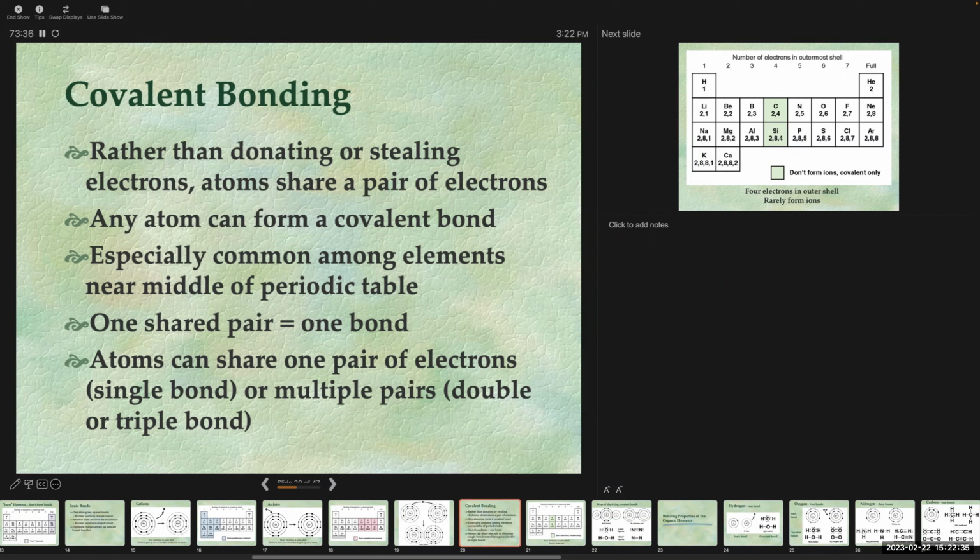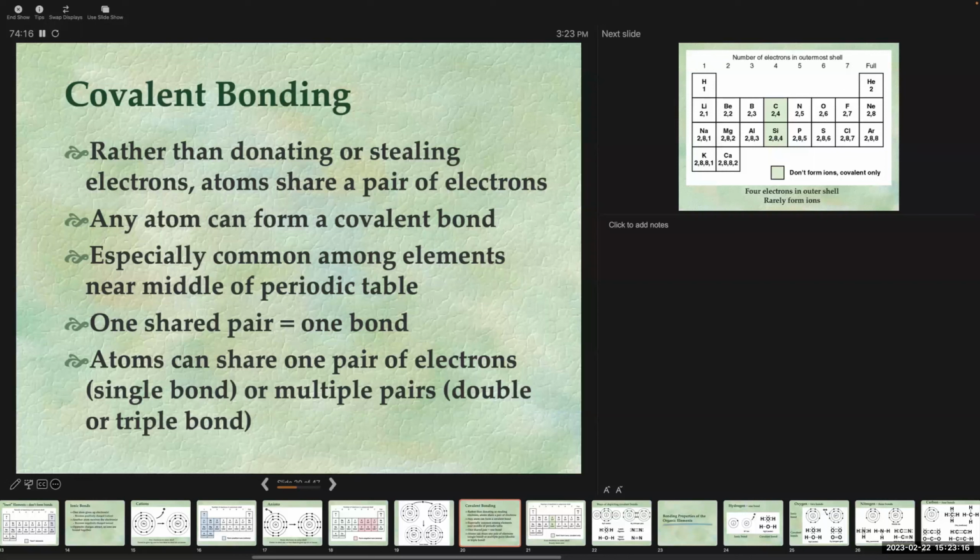Now, any atom on the periodic table can form a covalent bond, with the exception of the noble gases on the far right that don't form any kind of bonds. But every other atom on the periodic table can form covalent bonds. So any of the things I mentioned before, hydrogen, lithium, sodium, potassium, chlorine, fluorine, even though they can form ionic bonds, they also can form covalent bonds. But covalent bonding is especially important for things near the middle of the periodic table, and that especially includes carbon, which is the key element in all organic compounds.